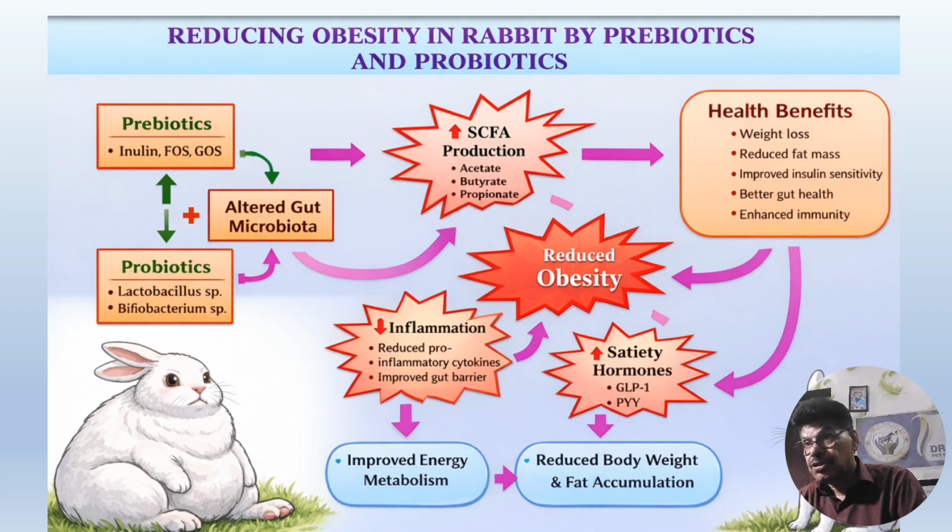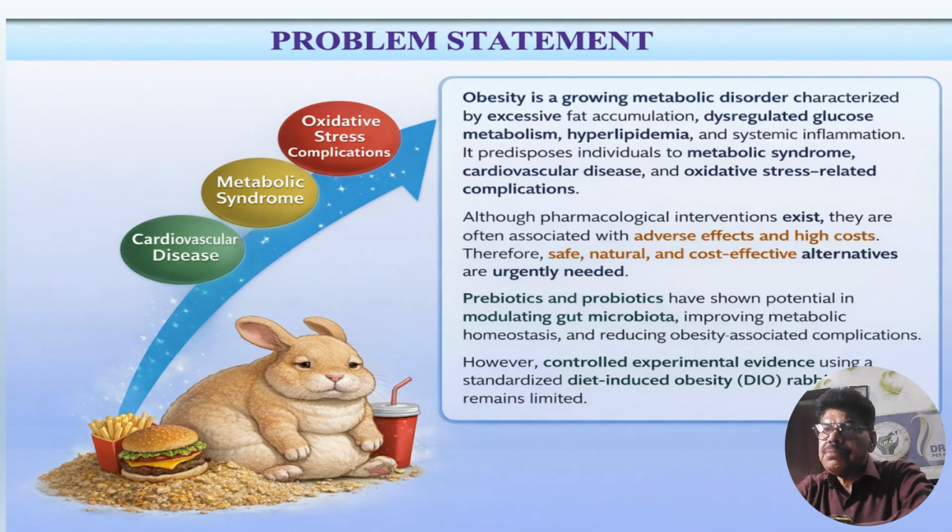immunity, which reduces obesity. Satiety hormones, GLP-1 and PYY, may reduce body weight and fat accumulation. Inflammation and cytokine production are reduced, the gut barrier improves, and this may improve energy metabolism.